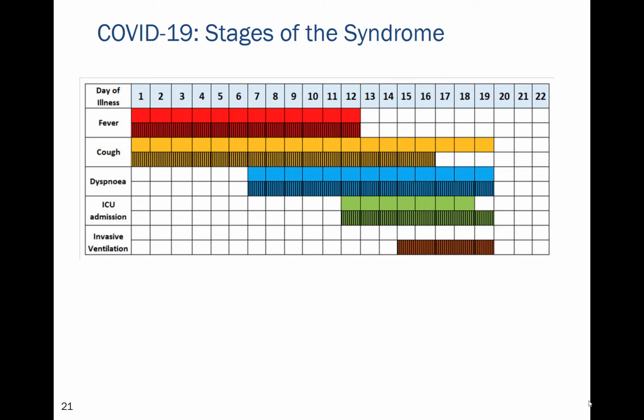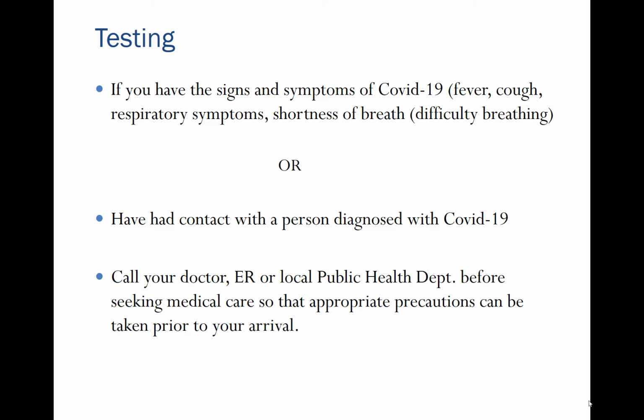And clearly what we want to do is control or prevent this cascade of events. Testing. We spoke about testing. So testing is really important. So if you have symptoms of COVID, you need to be tested. You need to be tested because if you're positive, you need to be quarantined, and there needs to be contact tracing so we can control this disease.